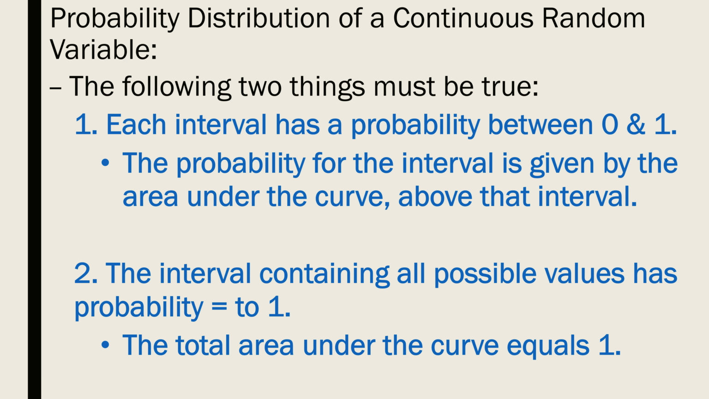Probability distribution of a continuous variable must have two properties. First, each interval has a probability between 0 and 1. This means the probability for the interval is given by the area under the curve above the interval. Second, the interval containing all possible values has probability equal to 1. It means the total area under the curve equals 1.